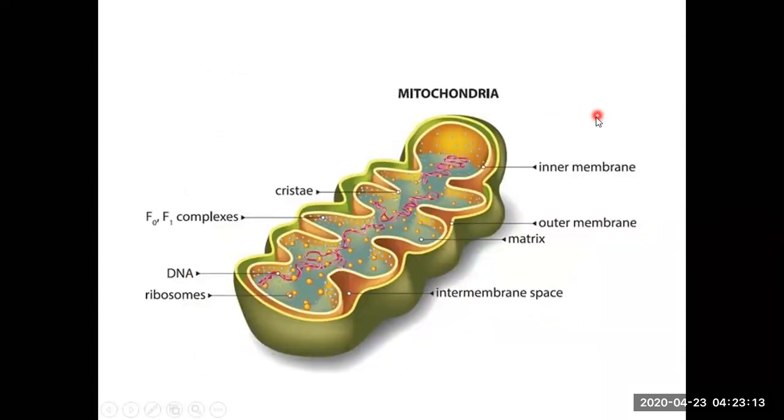Before starting our lesson, let's look at the structure of mitochondria. This is how mitochondria looks. There are two membranes you can see: this is the outer membrane and this is the inner membrane. Inside the inner membrane, there is a blue liquid material which is known as the matrix. And you can see yellow entities here. These are ribosomes, and there is separate DNA also present in mitochondria, apart from the DNA which is present in our nucleus.